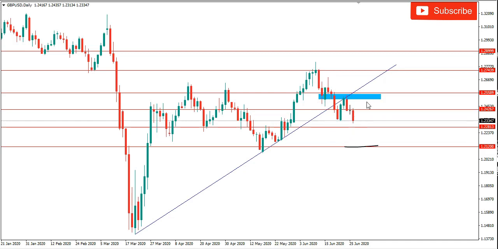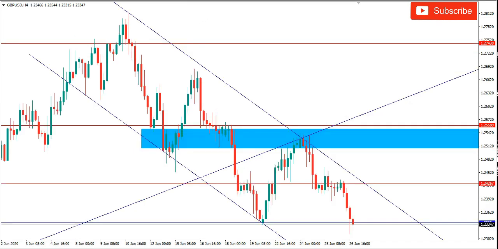So now, if you didn't take an entry from somewhere around here, then it will not be wise to be buying this pair right now because it's already on the impulse. But I realized where we can take a second entry on the 4 hours time frame. So let's go into the 4 hours time frame and see what we have over there.